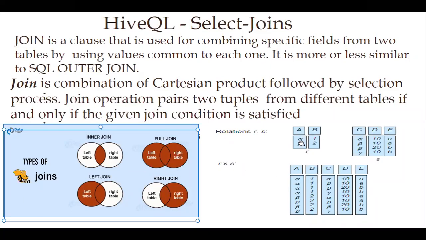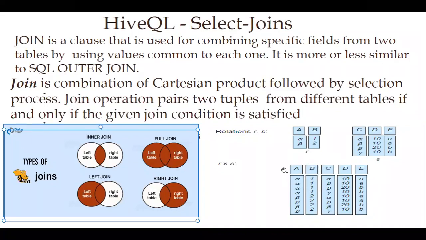First you take the first record of your first table, and you combine it with all the records in the next table. Then you take the second record of your first table and again combine it with all the records in the second table. You can see in the result here: alpha 1 alpha 10a, alpha 1 beta 10a, alpha 1 beta 20b, alpha 1 gamma 10b. All four combinations you get here. Then the next record from the first table, beta 2: beta 2 alpha 10a, beta 2 beta 10a, beta 2 beta 20b, and beta 2 gamma 10b. This we call a Cartesian product.